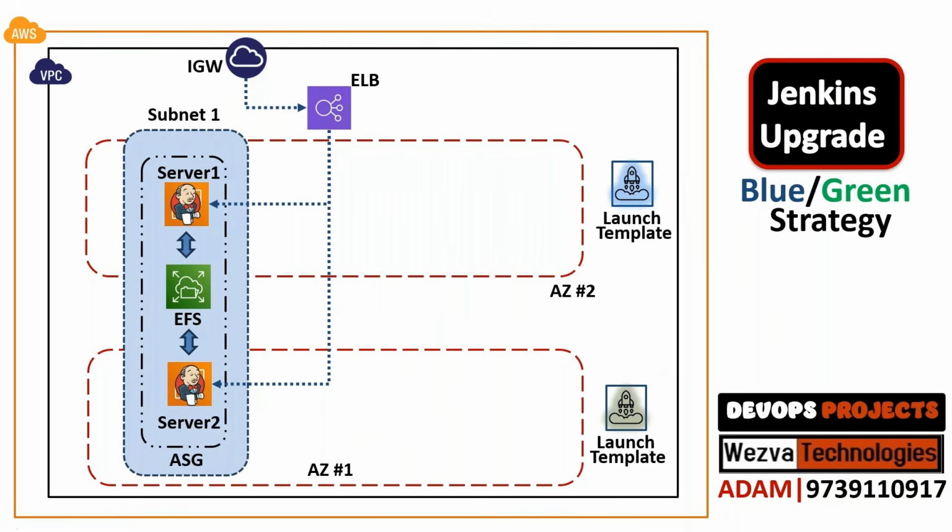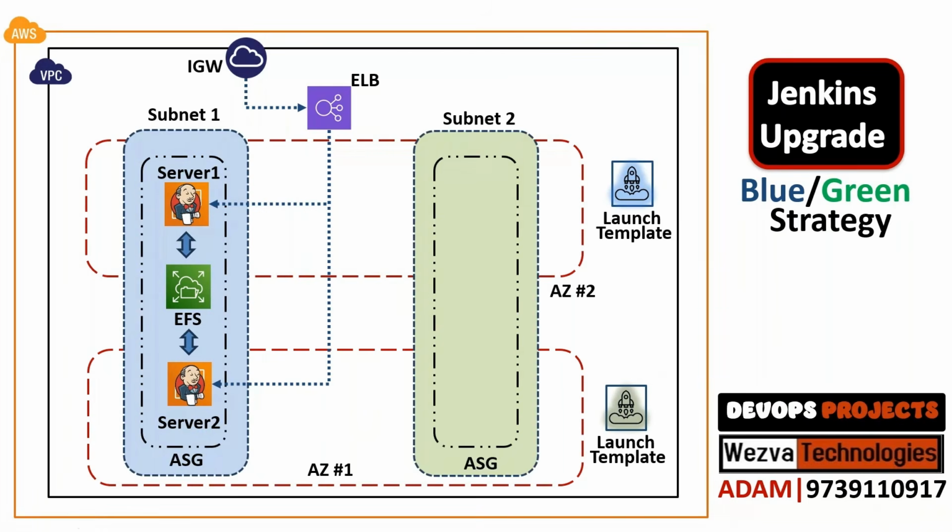Now, there are different ways to achieve it, but if you want zero downtime, it's always better not to touch whatever you already have. So let's say there is some particular version of Jenkins running, which is what I'm calling the blue version. Let us take the new AMI, and from the new AMI, you create another launch template and another auto scaling group, which is what I'm calling green. So this way, this is the older version and this is the new version.